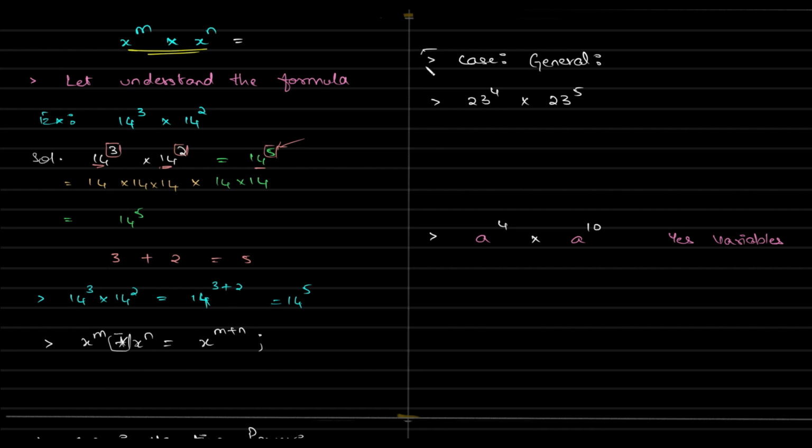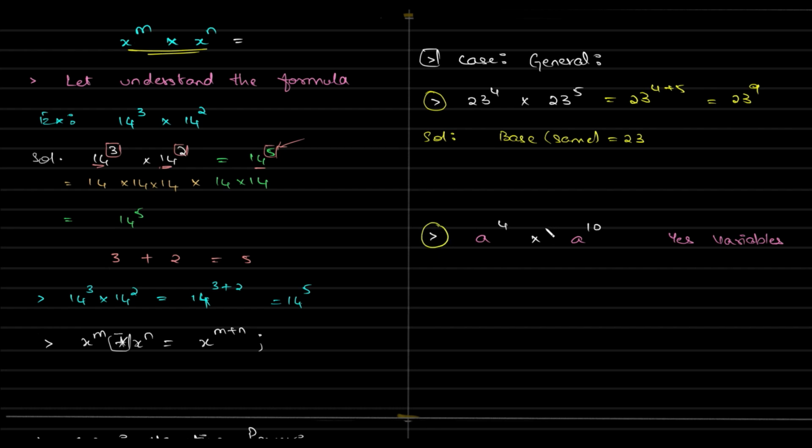So we have a few more set of questions as usual. The first one is 23 to the power of 4 into 23 to the power of 5. So here the base is what? Base is same and it's equal to 23. The power can be anything, but the base has to be same for this formula. So here we have 23 to the power of 4 plus 5, which is nothing but 23 to the power of 9. Is it not? Quite simple.